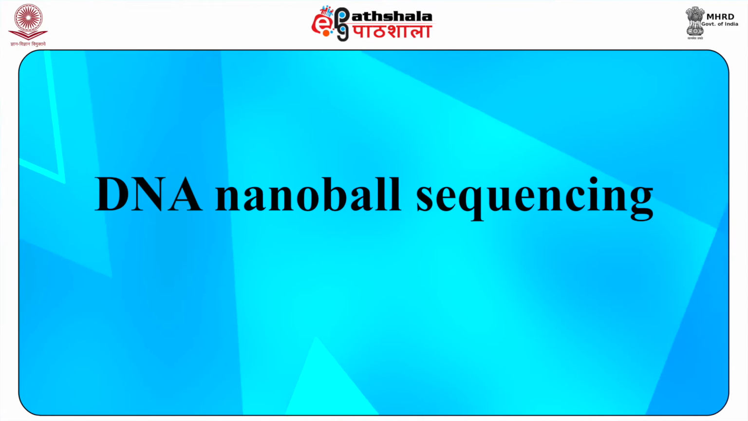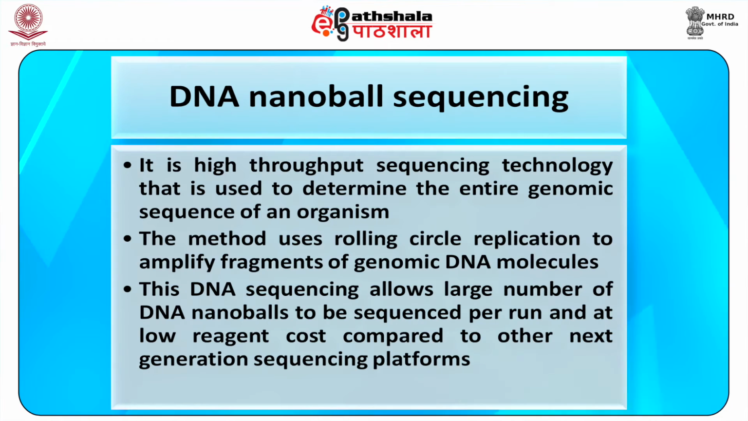Another technique is DNA nanoball sequencing. It is a high-throughput sequencing technology that is used to determine the entire genomic sequence of an organism. The method uses rolling circle replication to amplify fragments of the genomic DNA molecule. This DNA sequencing allows a large number of DNA nanoballs to be sequenced per run and at low reagent cost compared to other next generation sequencing platforms.